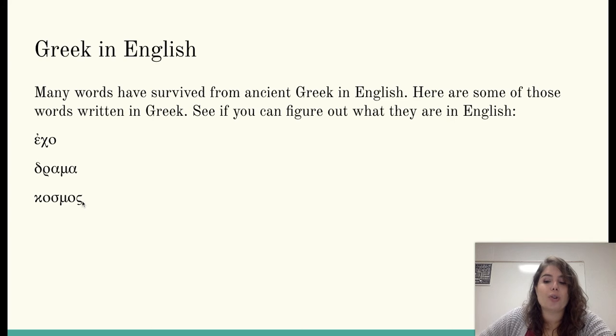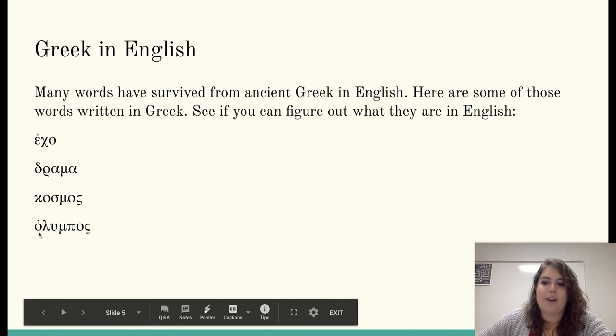Next, we have cosmos with kappa, omicron, sigma, mu, omicron, and sigma. Remember, we have the sigma that's in the middle of the words and then sigma at the end. So this is cosmos, which is going to be like cosmos. I like the cosmos, the universe.